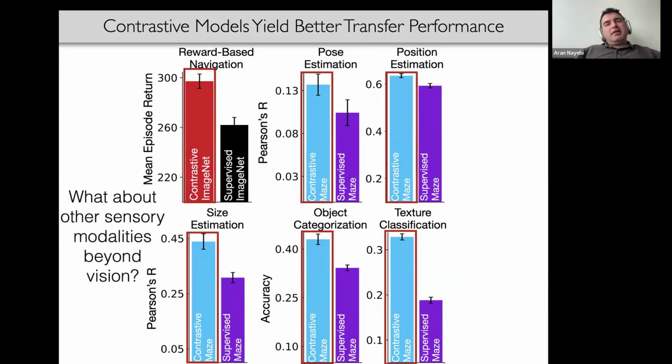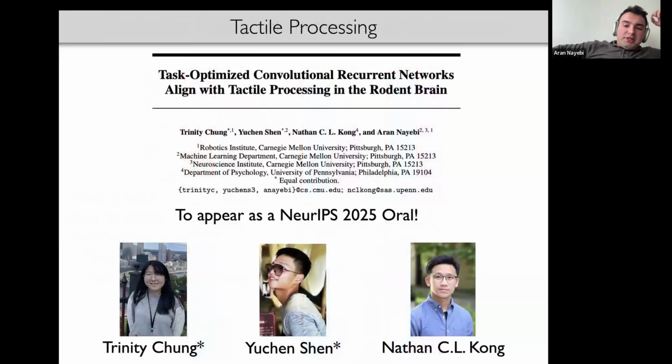Now, another question we could ask is, look, a lot of these examples have been vision-based, and vision isn't really the hallmark of rodent sensory processing, right? There's olfaction, there's tactile processing where you can use whiskers to sense the world. There's all kinds of other things. What about those modalities? Is there a shared principle? Does this contrastive objective continue to hold even there? And what we just showed this year, which appears in NeurIPS as an oral with my students at CMU, Trinity and Yuchen, who led it, is looking at tactile processing in particular.